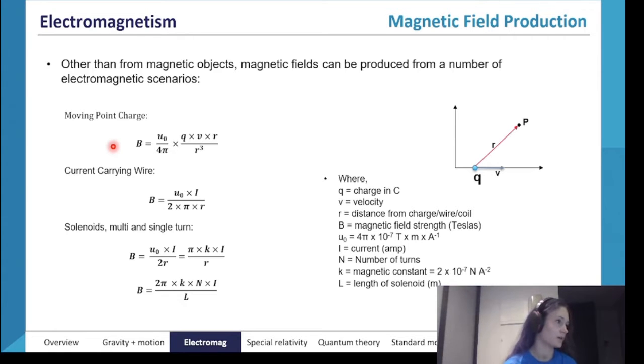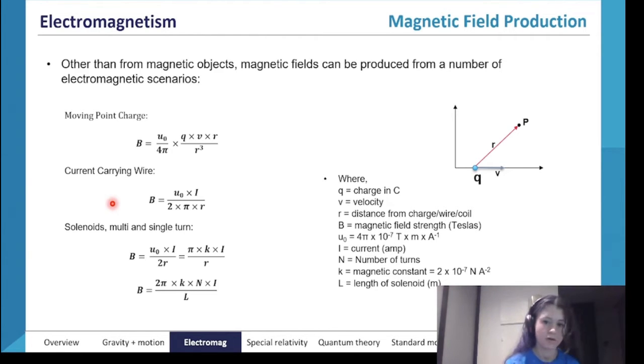The magnetic field strength on a current carrying wire is going to be equal to mu naught multiplied by the current traveling through the wire divided by 2 pi multiplied by the distance from the wire. So this is going to tell us the strength of the field at a particular point away from the wire, and our particular point is going to be our radius. It's going to tell us how far away we are from the wire.